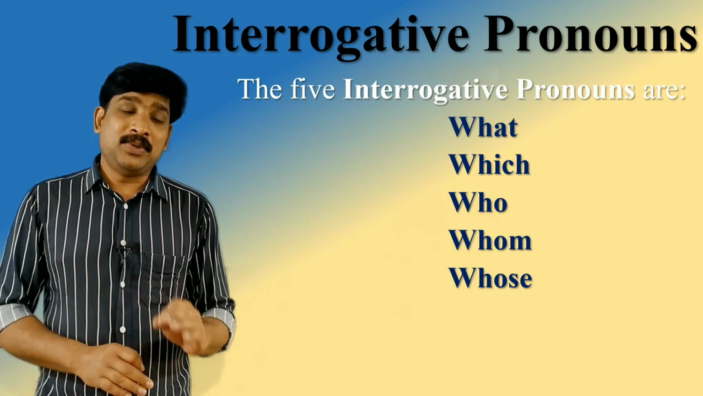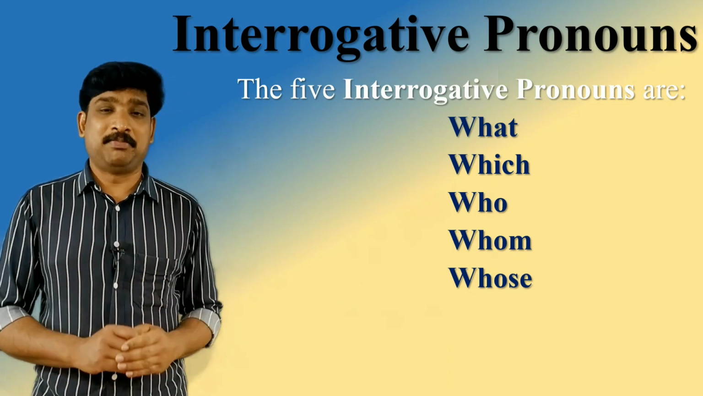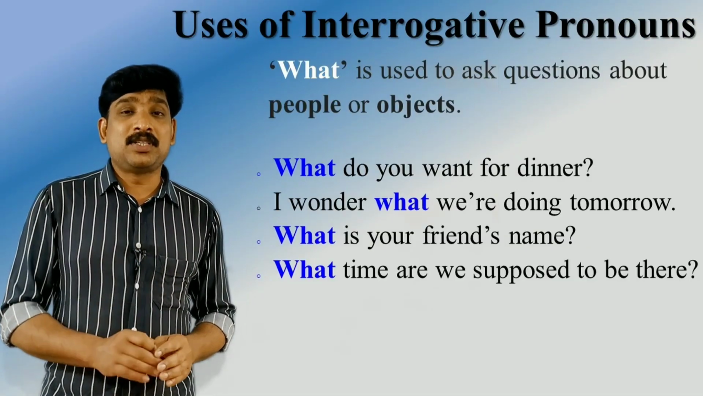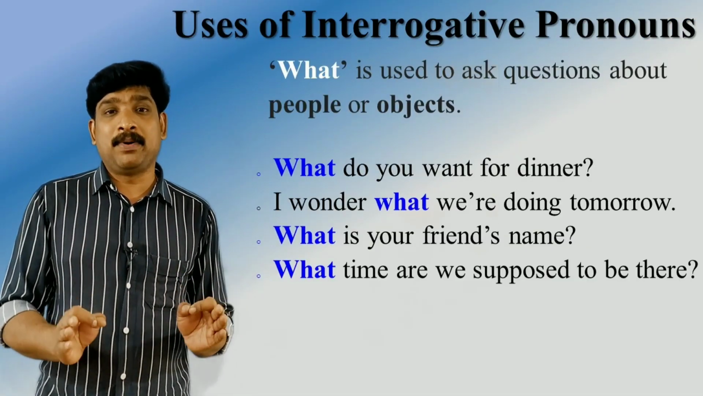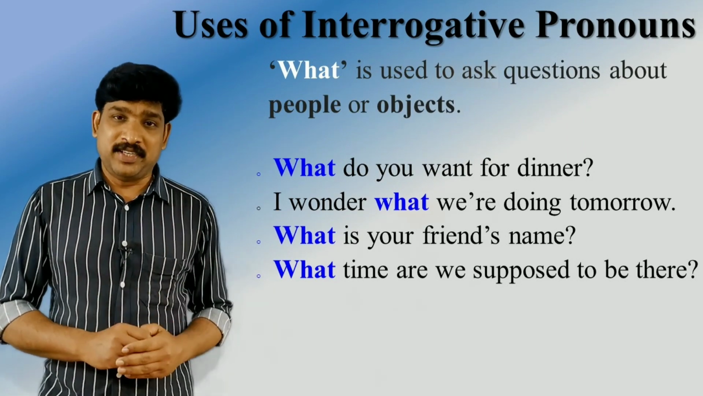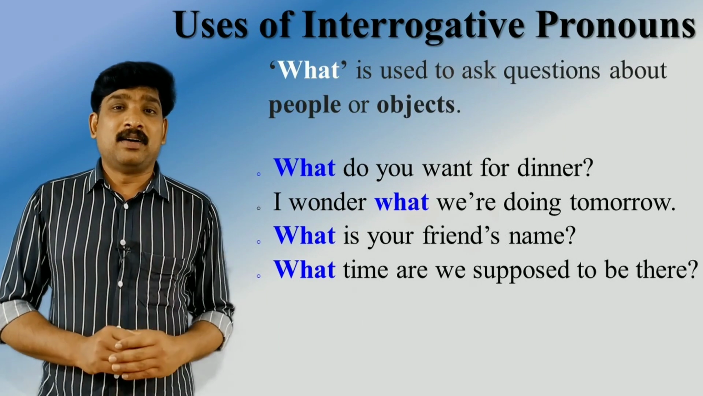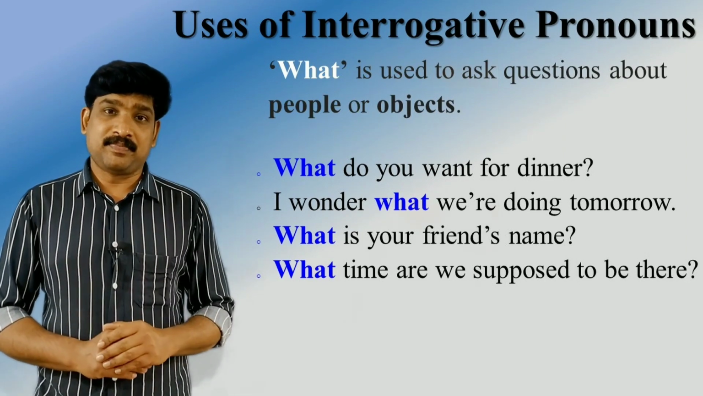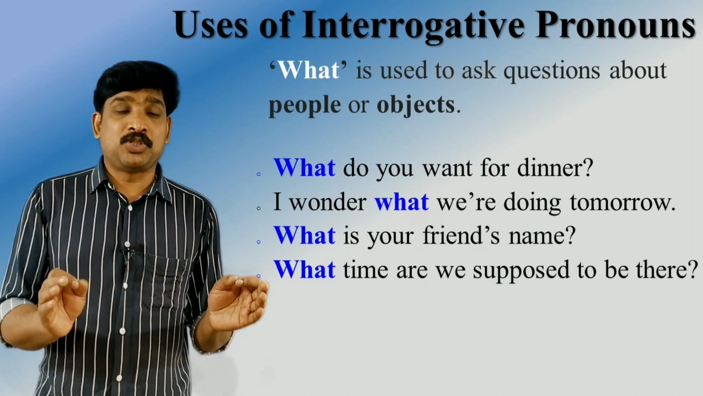Now, let us see the uses of these five interrogative pronouns. The first one, what, is used to ask questions about people or objects. Say, what do you want for dinner? I wonder what we are doing tomorrow. What is your friend's name? What time are we supposed to be there?